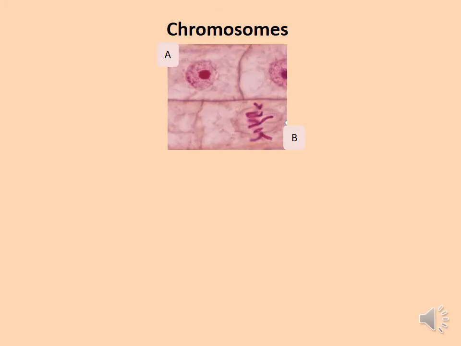Now you have learned how DNA is condensed and organized within our nuclei. In this picture, I have shown you two cells. This is cell A and this is cell B. Can you tell me the difference between the nuclear DNA in these two cells? In cell A, this is the nucleus and its DNA is found in the form of chromatin. And in cell B, this is the nucleus and its DNA is found in the form of chromosomes.